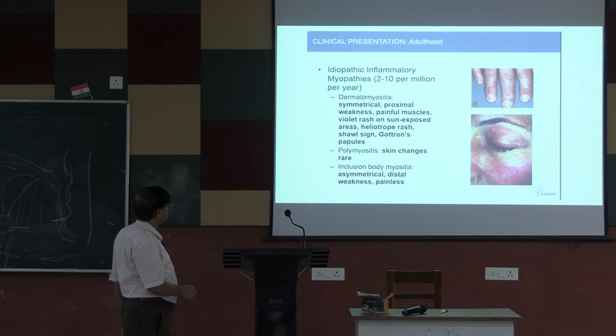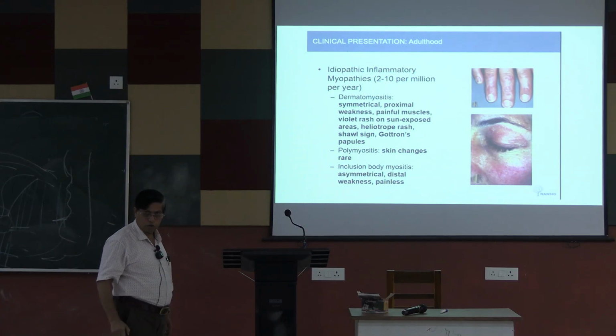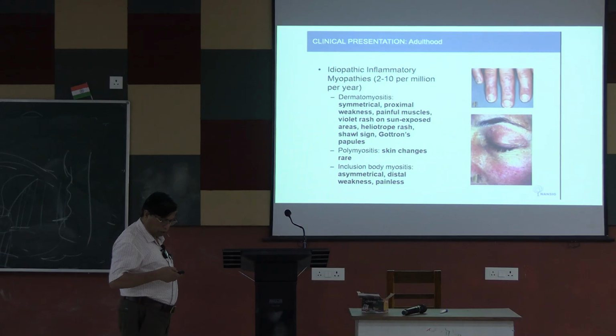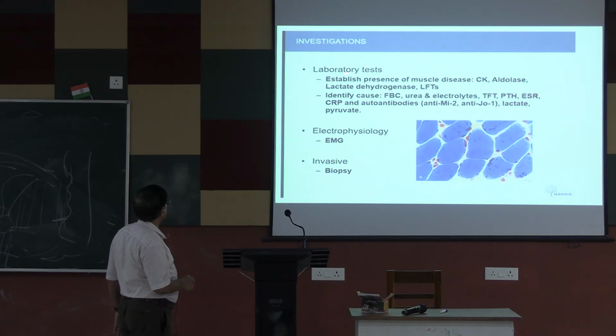This is dermatomyositis. We call it the heliotrope sign. A rash, this heliotrope rash you see, is a classical picture. This is found in dermatomyositis. This is also a very important MCQ in your PG entrance.